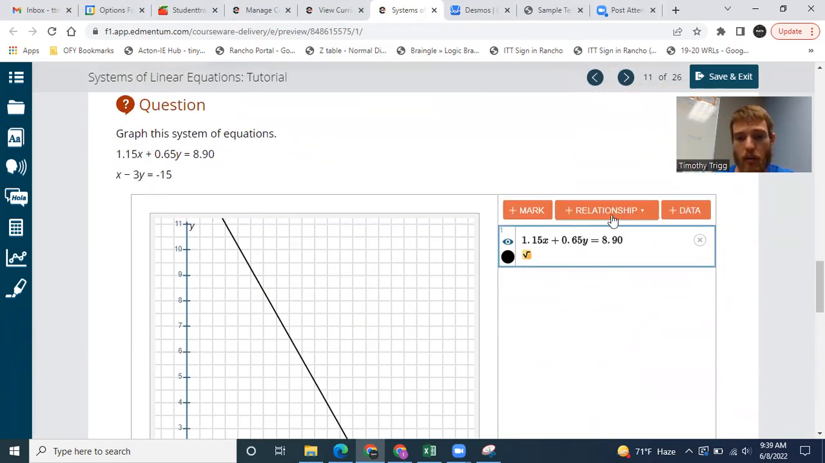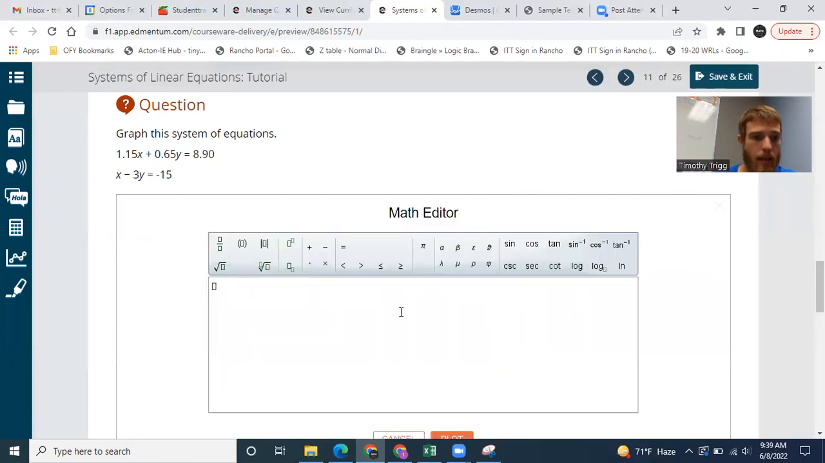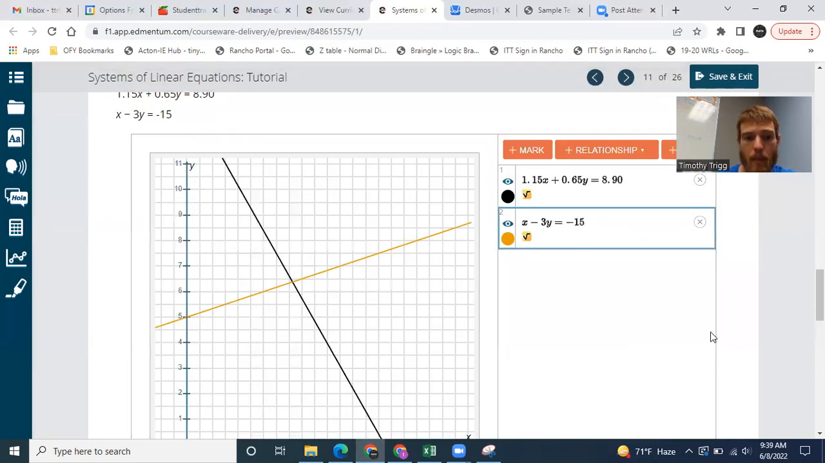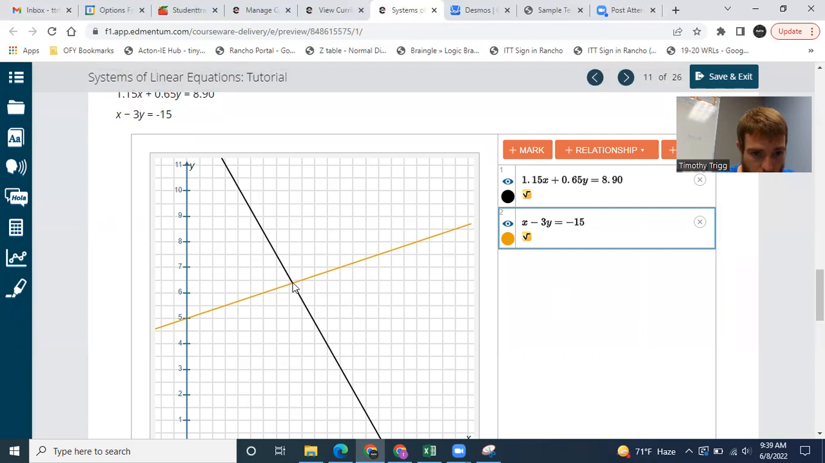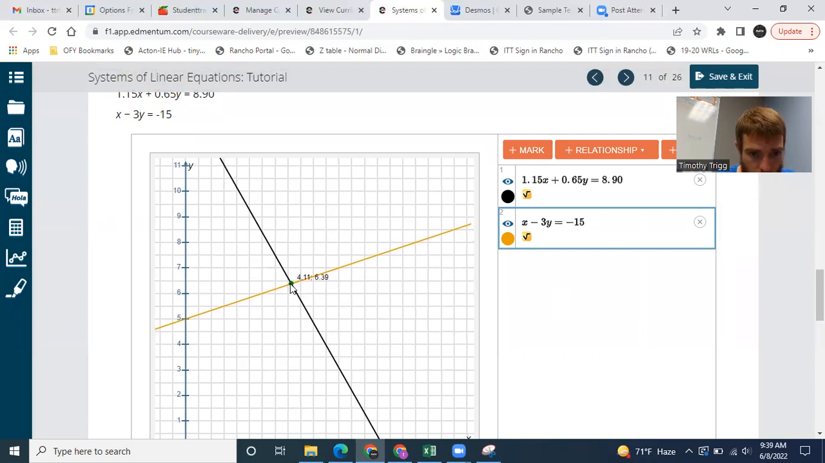Now let's go and do a second one just as we did the first. Go ahead and go to custom once again, and then we're going to type in the second equation. x minus 3y equals -15. Plot that, and we could see where the two lines cross. And just like that, we're done. You can see where the two lines cross. It looks to be at 4.11. I'm going to go and write that down. 4.11 and then 6.39.